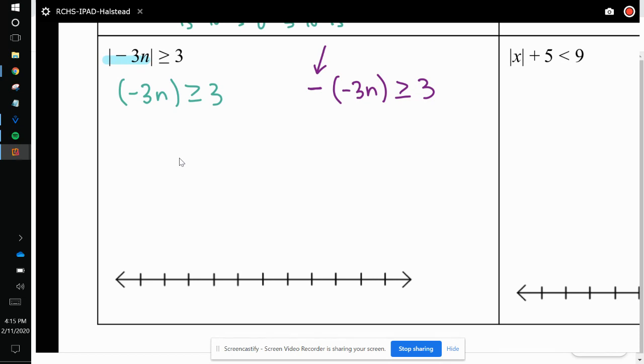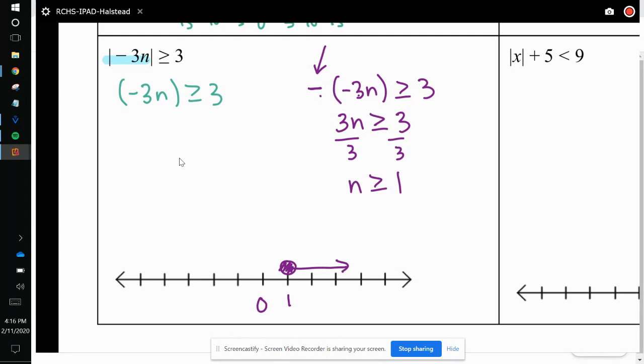I'm going to start with the purple. So a -1 times -3n is a positive 3n, and that's greater than or equal to 3. I didn't multiply a negative by both sides. I only multiplied it right here on one side, so I didn't need to flip the sign. Now I'm going to divide by positive 3, so n has to be greater than or equal to 1. I'm going to go ahead and draw that in right now. Closed dot, greater than or equal to 1.